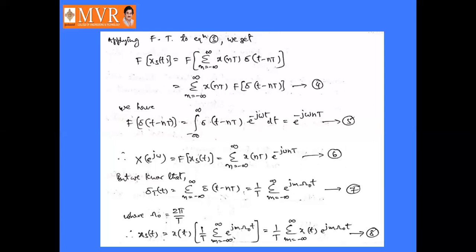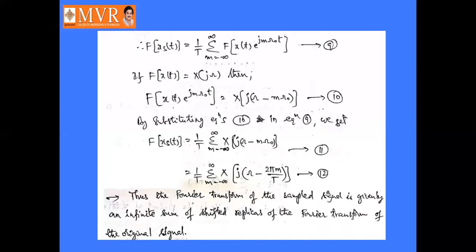So we can write this as xs of t is equal to x of t into delta T of t, that is 1 by T into sigma m is minus infinity to infinity e power jm omega naught t, or we can write this as 1 by T into sigma m equal to minus infinity to infinity x of t into e power jm omega naught t, that is equation number 8. So the Fourier transform of xs of t is equal to 1 by T into sigma m equal to minus infinity to infinity Fourier transform of x of t into e power jm omega naught t, right? That is equation number 9.